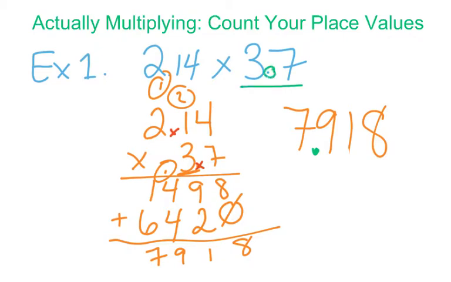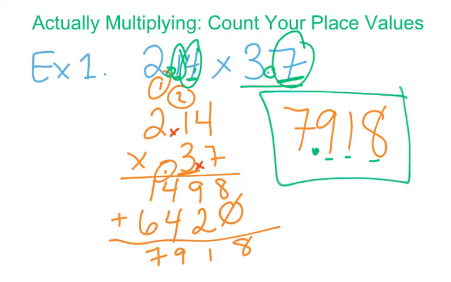3 and 7/10. That has one number after the decimal point. 2 and 14/100. That has 2 numbers after my decimal point. I'm going to add those together. So I have 1, 2, 3 numbers after my decimal point. In my answer, I have 1, 2, 3 numbers after my decimal point, and that confirms to me that this is our answer. 7 and 918 thousandths.